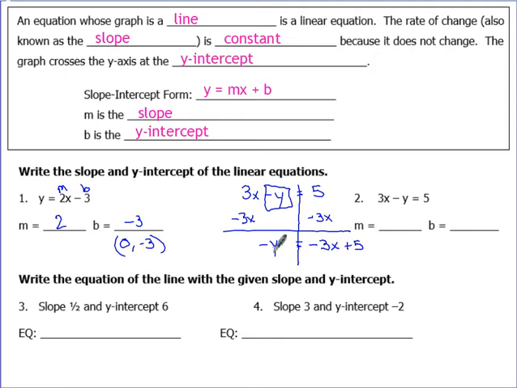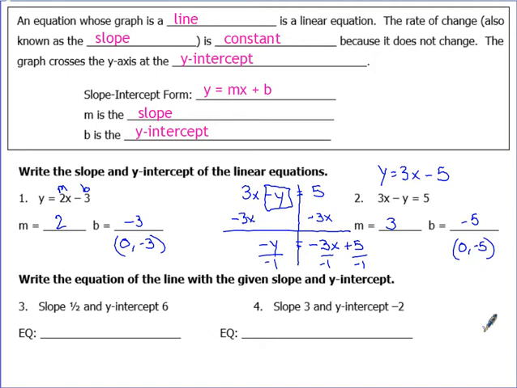I don't want -y, I want positive y, so I'm going to divide everything by -1. So when I do that, my new equation now is y equals -3 divided by -1 would be +3, and +5 divided by -1 would be -5. So my slope is +3, and my b, or my y-intercept, is -5.